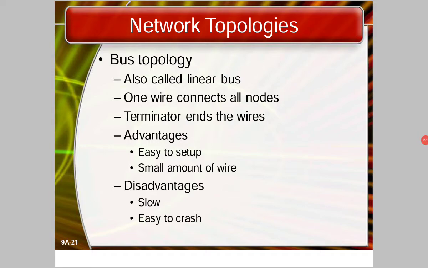Bus topology is also called linear bus. One wire connects to all nodes. A terminator ends the wires. The advantages are that it is easy to set up and uses a small amount of wire. The disadvantage is that it is slow.